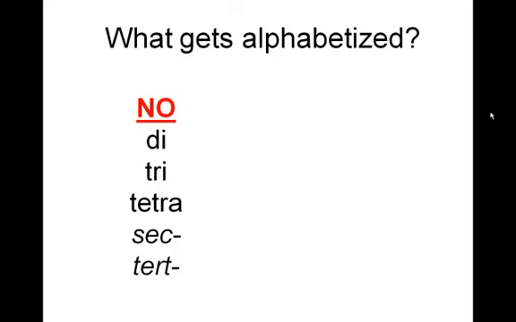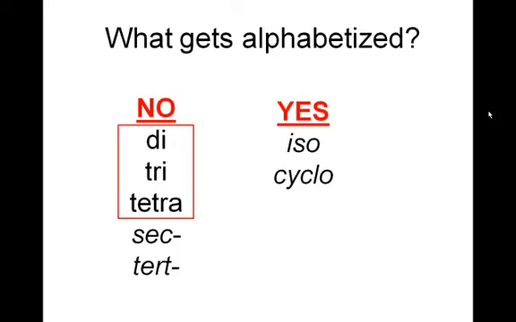You also are not going to alphabetize the prefixes sec and tert. Now remember that you will alphabetize iso and cyclo. So this is a little bit confusing. It's a little hard to remember what you alphabetize and what you don't. But just think of it this way. When you're looking at something that's telling you the number of substituents or the number of different types of groups, you do not alphabetize. You ignore the di, tri, and tetra.